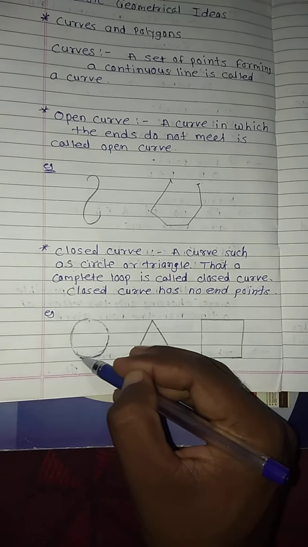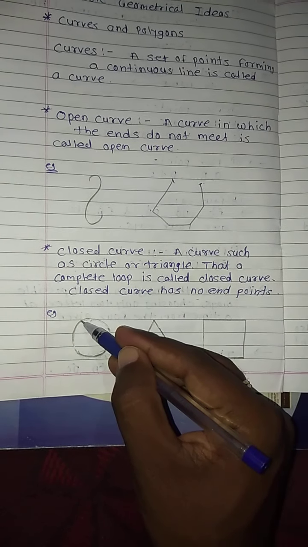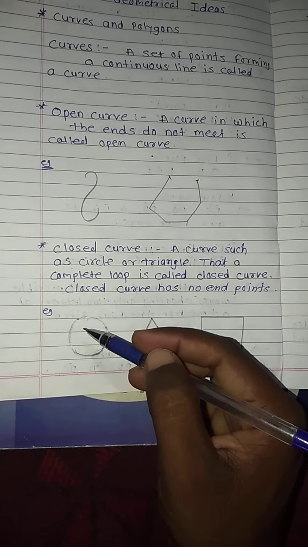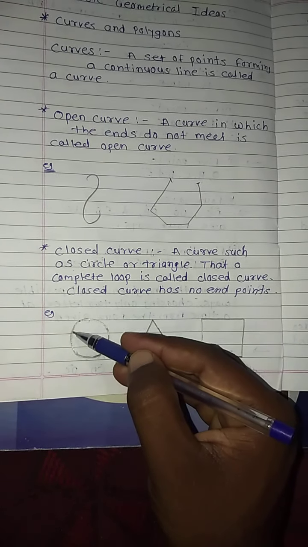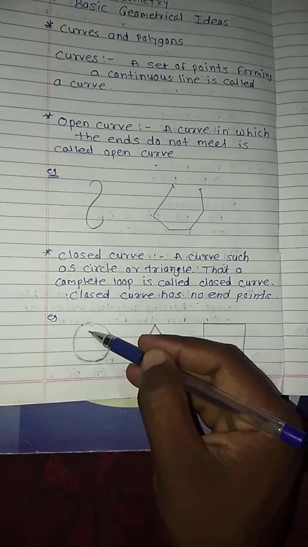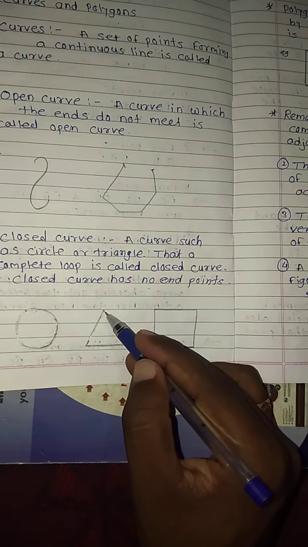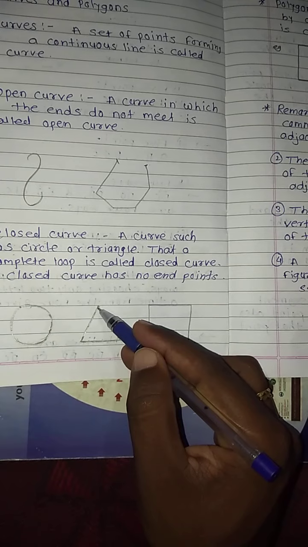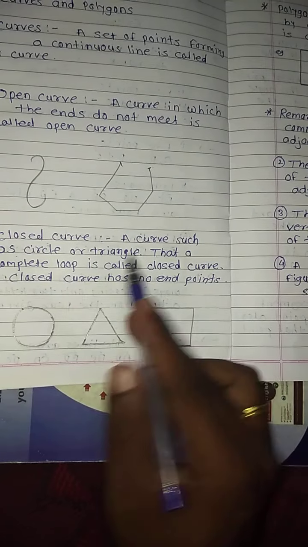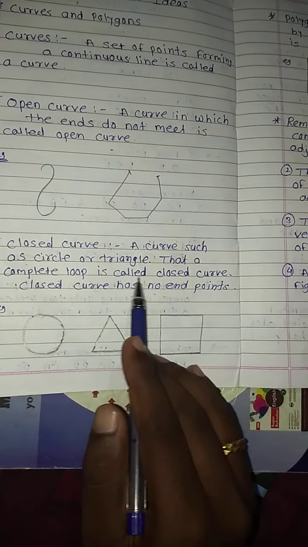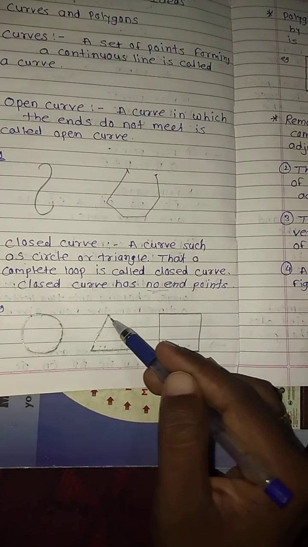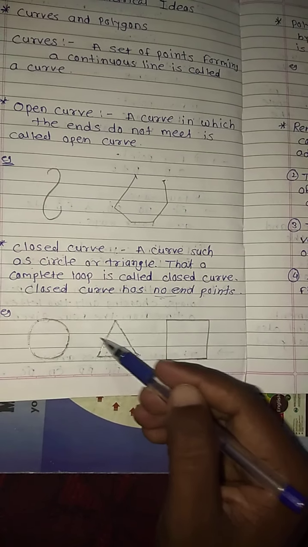You can observe this circle. We cannot say its starting point is here and end point is here. We cannot locate or show the end point and initial point anywhere in this figure. Then we can say that this is a closed figure. Now you can observe the next figure. Here we cannot say this figure starts from this point or this point. It is a loop, it has no end. Then we can say that this is a closed figure.